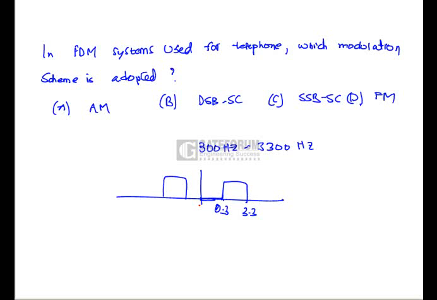So there is a gap from the origin, that is the lowest frequency, so 300 Hz, which provides the transition band for the filter design. So there is no overlap in the lower sideband frequencies. Hence, the most optimum choice is single sideband suppressed carrier. Hence, option C is correct.